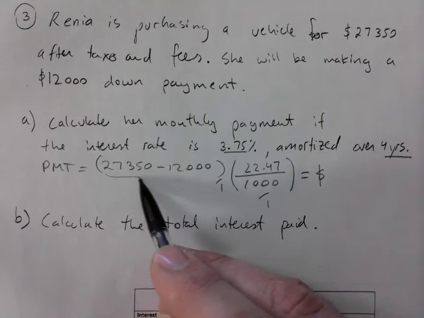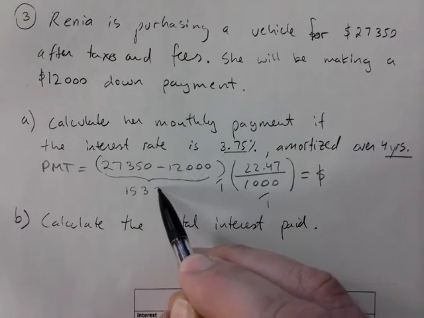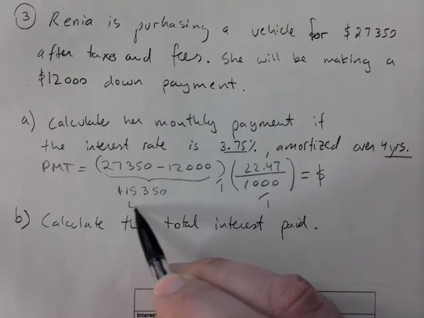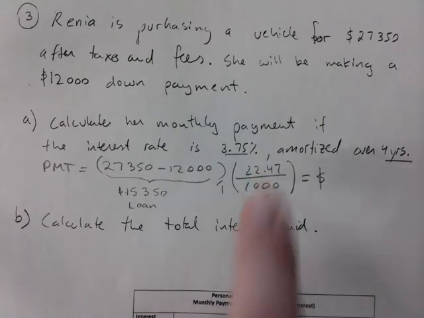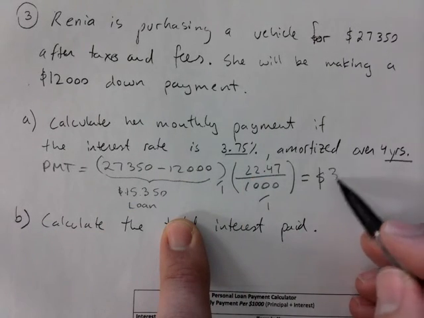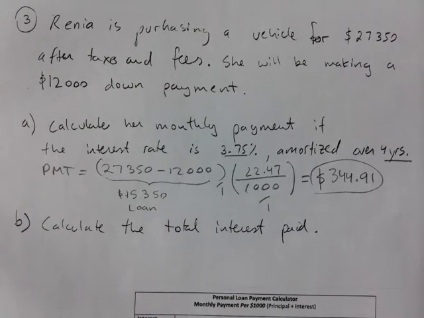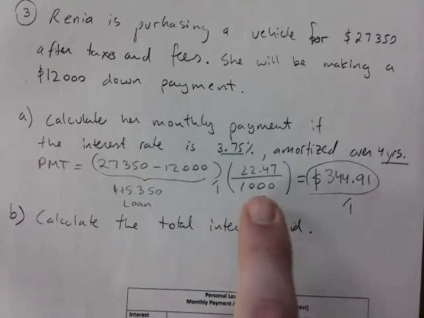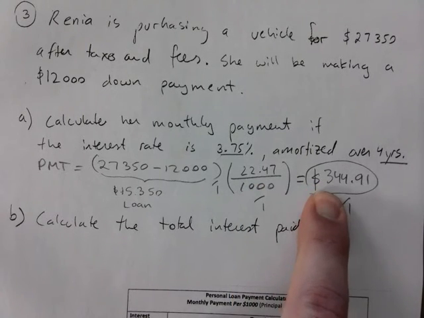But can I just encourage you to always figure out what this is? When you subtract that, you get 15,350. What do we call this? Loan. That's the loan. That is basically how much you're borrowing, right? Because you're paying down some of it, so the rest you're borrowing, and that's what you're paying this rate on. So that is 344.91. You get another mark for that. How's that? 1 mark for taking off the down payment, 1 mark for coming up with this, and 1 mark for actually coming up with the correct answer.